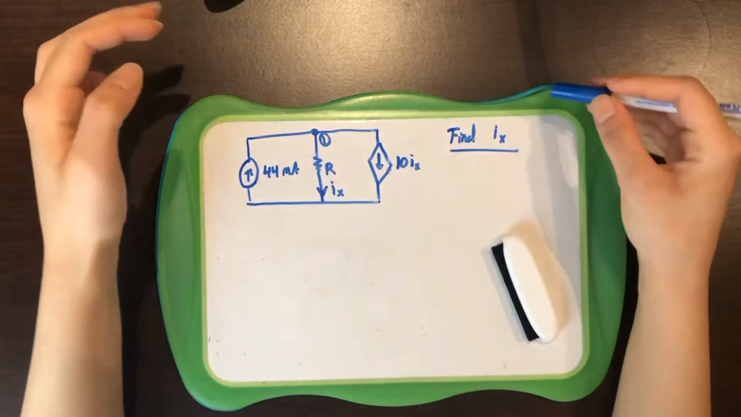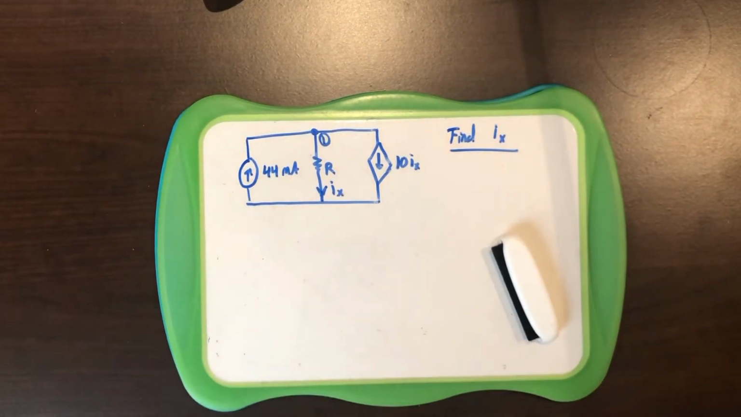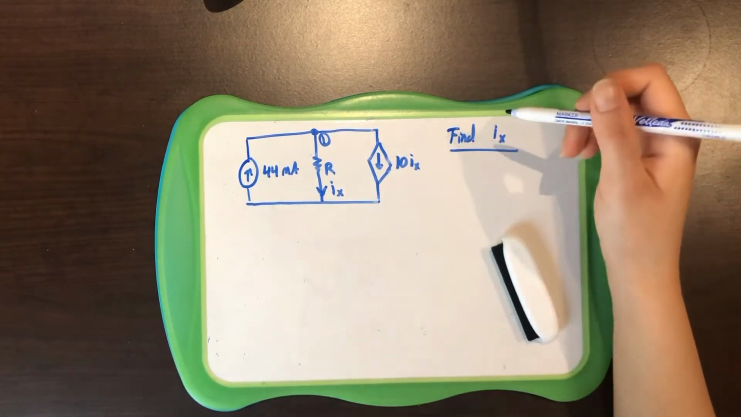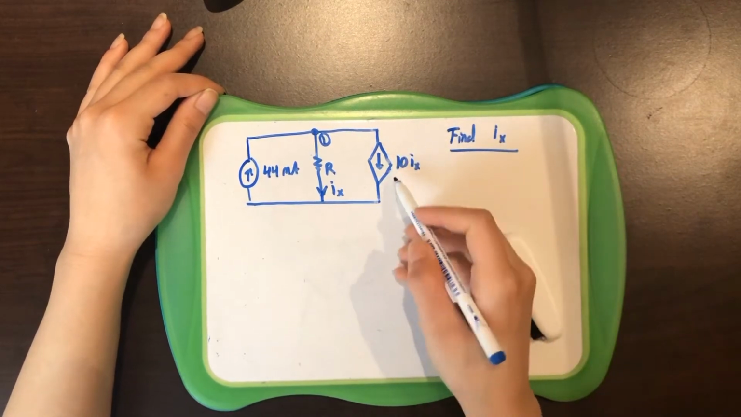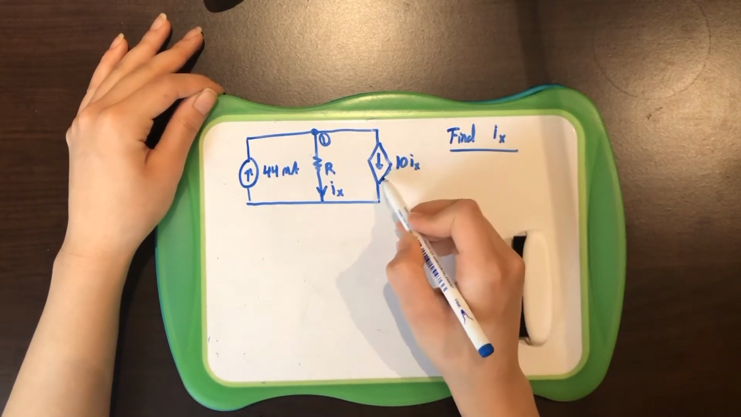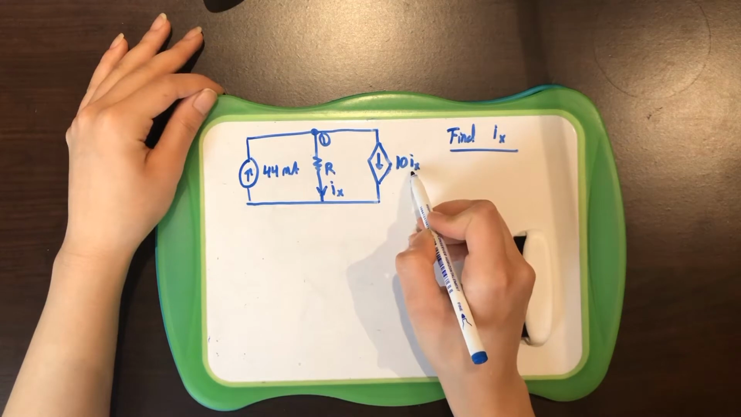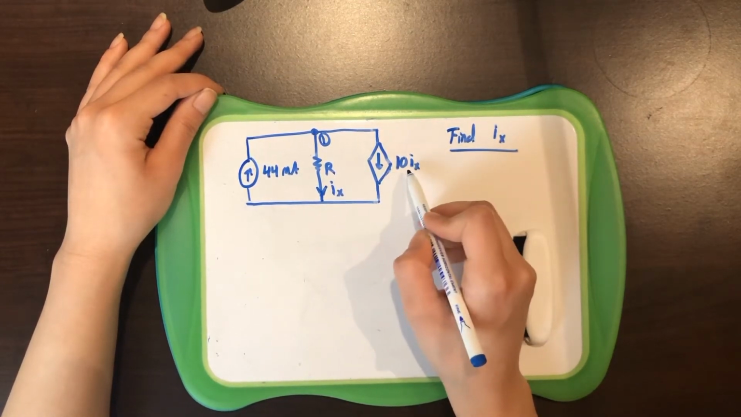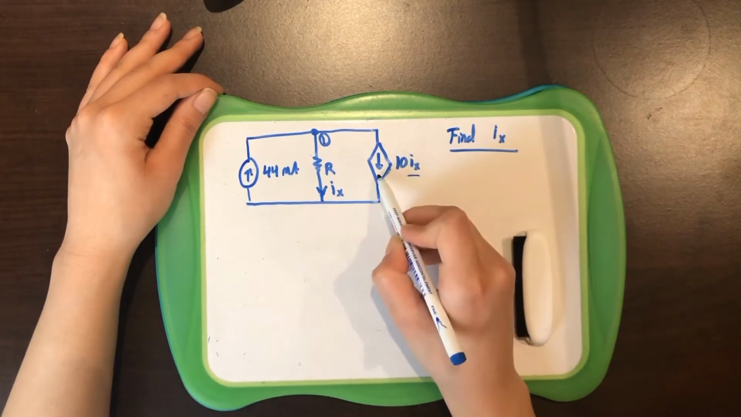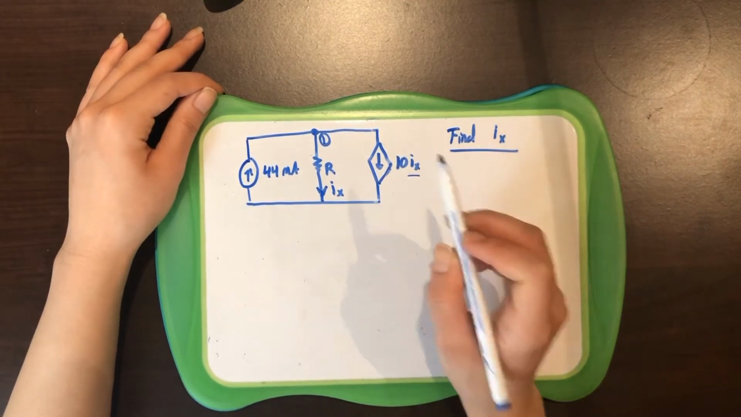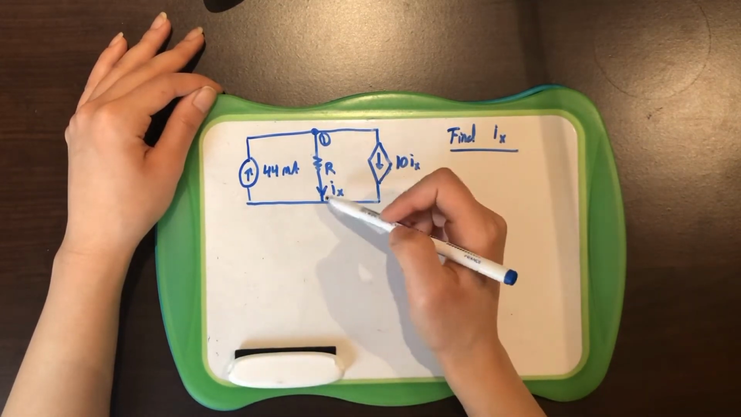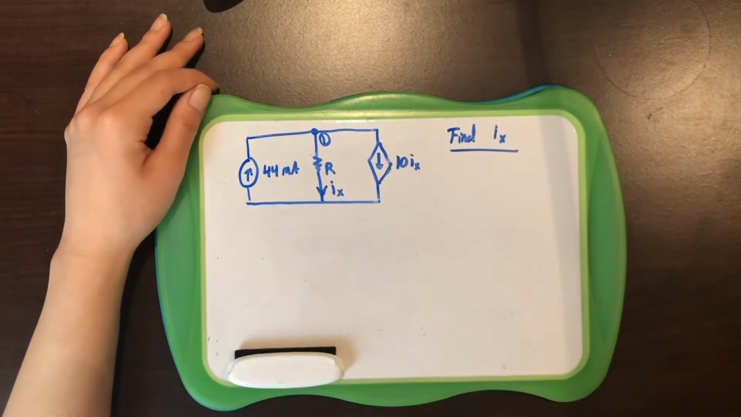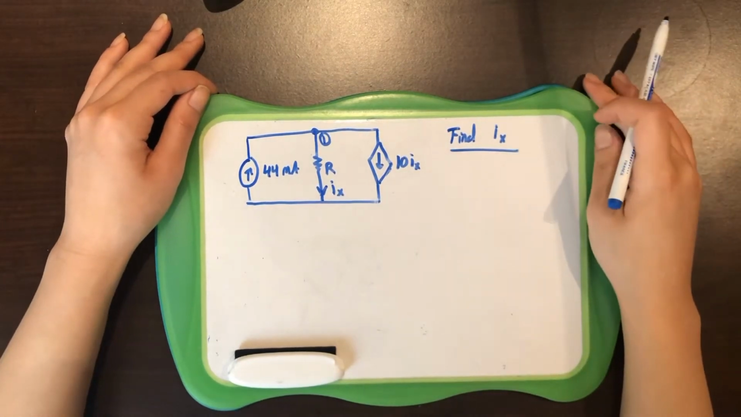So let's look at the specific problem. The specific problem asks us to find Ix, right? And so basically here we have a dependent current source, and it depends not on a voltage somewhere in the circuit, but it depends on a current. So it's a current dependent current source. So the current it depends on is Ix, which is the current through this specific resistor. So how can we solve this problem?